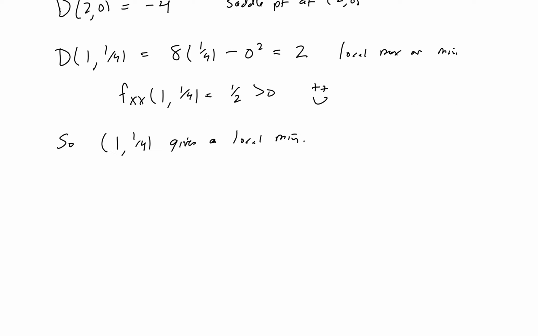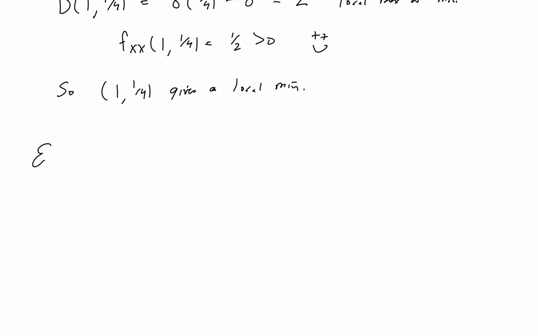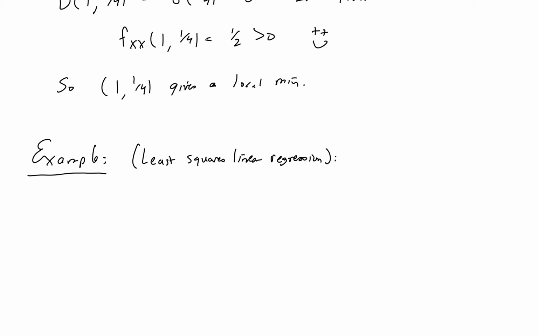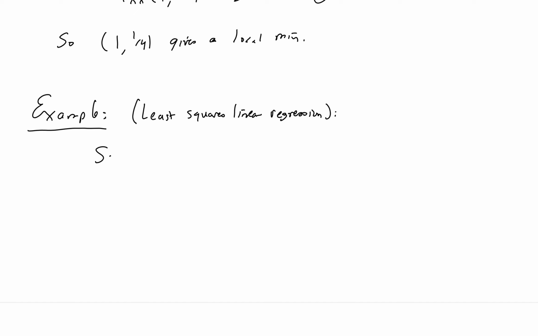Okay, so for our next example, let's go ahead and do an application of how we might use this to do something useful. So what we're going to do is look at least squares linear regression. If you've had a statistics class, you may have seen this already where you're probably just given the formula, but we're going to show how you get that formula here. So let's suppose we've collected data.